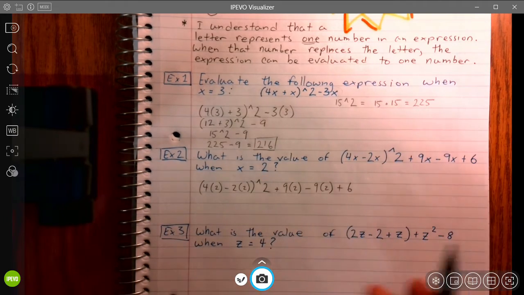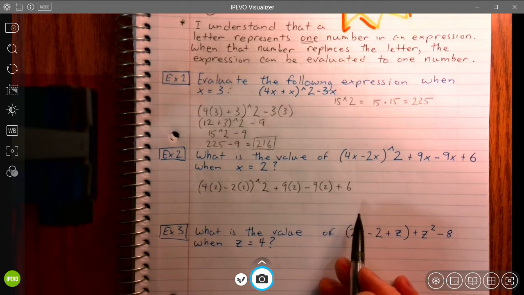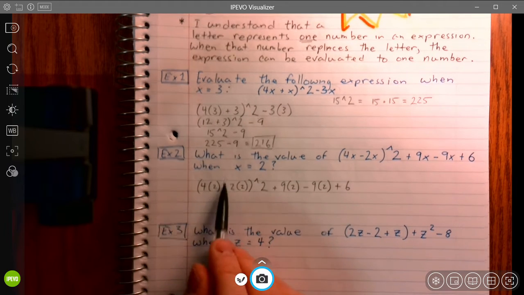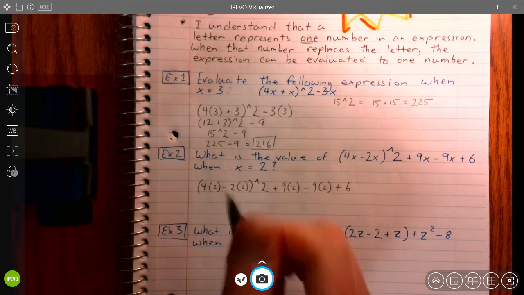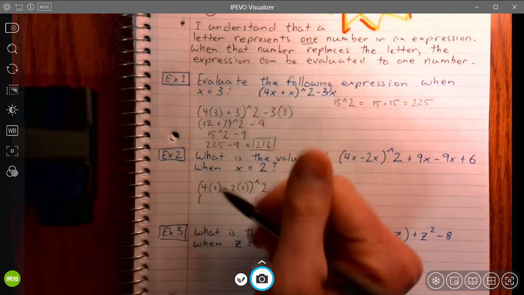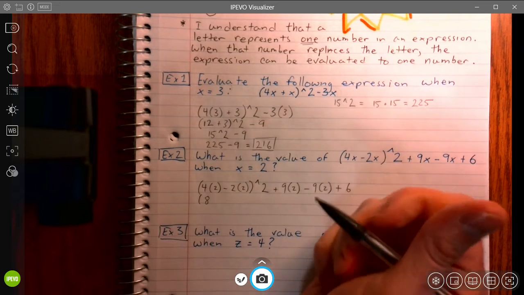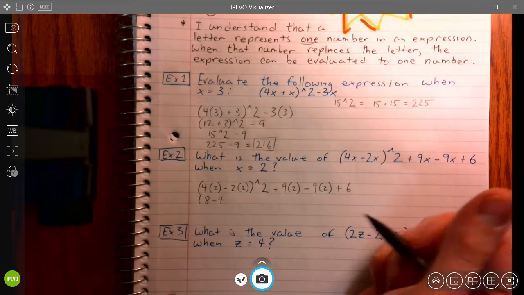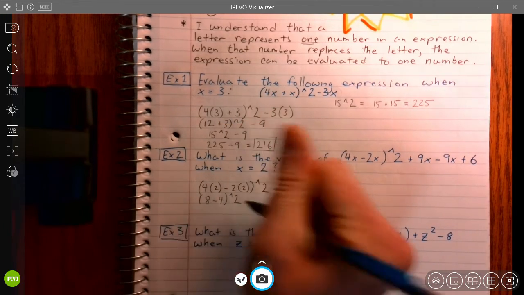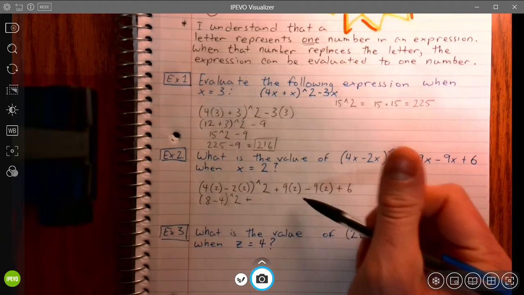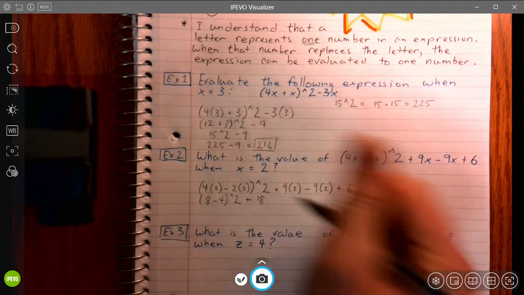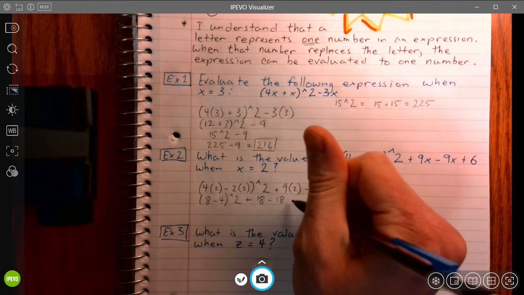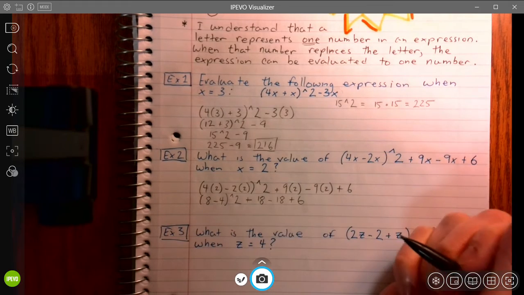Okay. Using my PEMDAS, my order of operations, I look for parentheses first, and I see some parentheses here. So I'm going to clean up what's inside of those parentheses, and I got 4 times 2, which is 8, minus 2 times 2, which is 4. That's raised to the second power, plus 9 times 2, which is 18, minus 9 times 2, which is 18, plus 6.